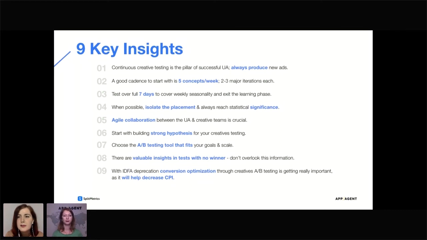Okay, I see a question about SplitMetrics. Are there any limitations for A/B tests on SplitMetrics for iOS apps? No, not really. So no limitations. You can test in three environments, and you can test any elements that you want, and there is an unlimited number of experiments.